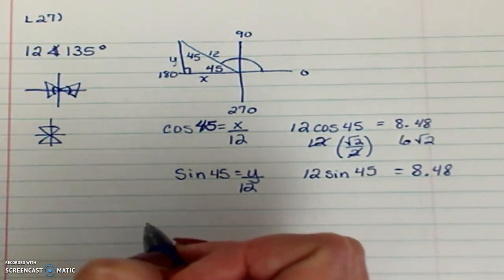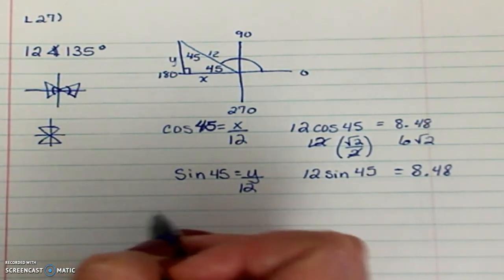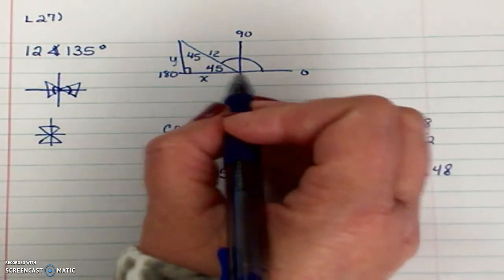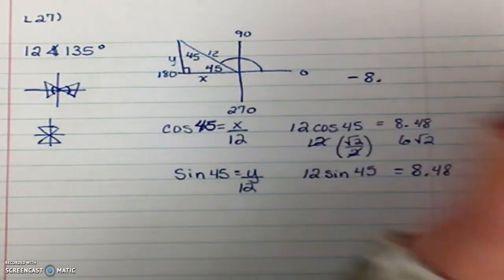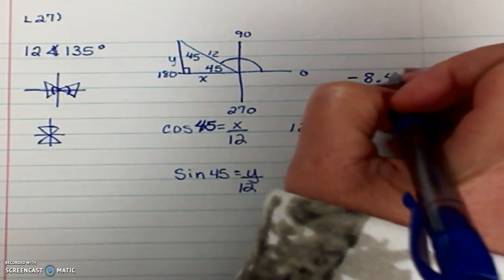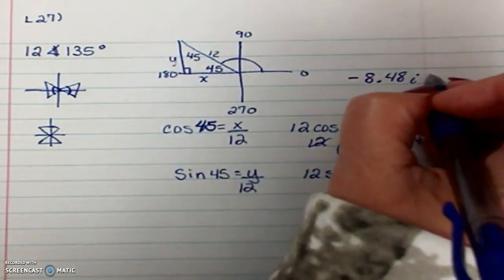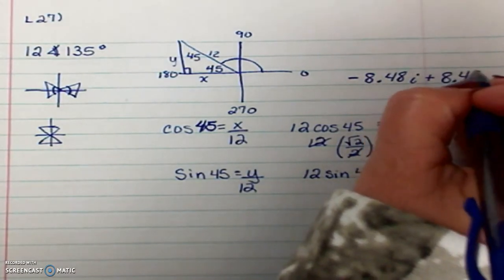However, when we write that in rectangular format, what we notice is that the x value happens to be negative. So we're going to have negative 8.48 i, and then the y value is positive, so it's plus 8.48 j.